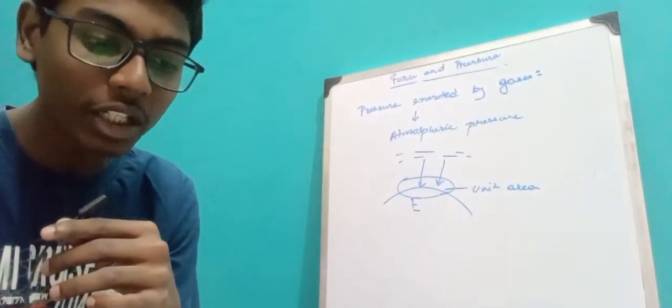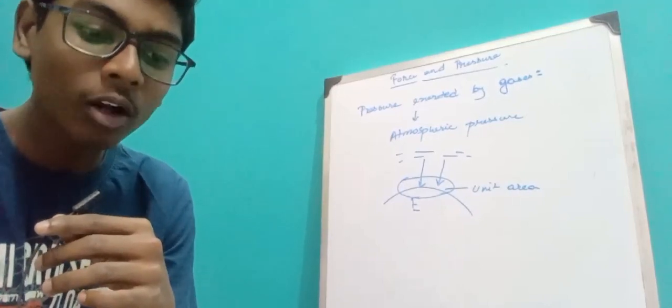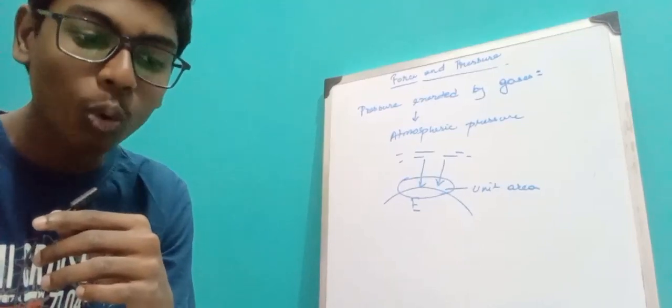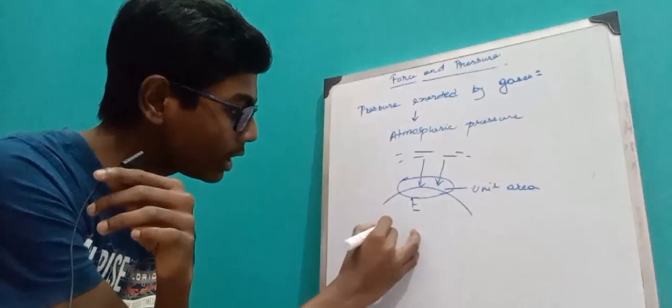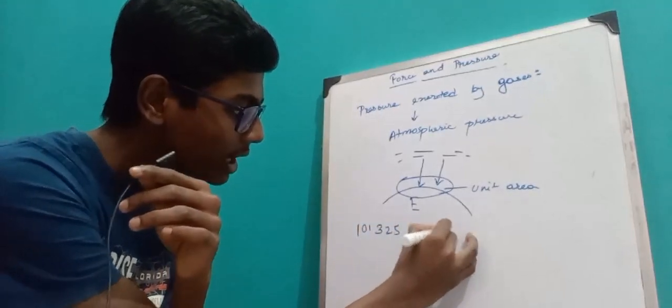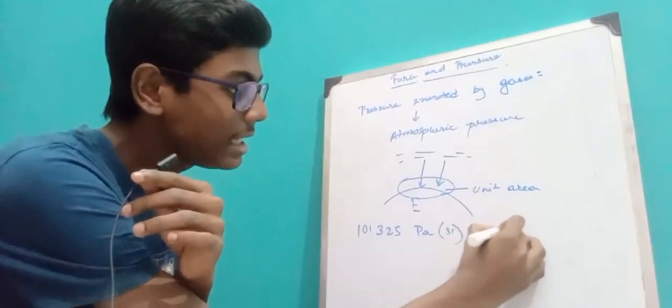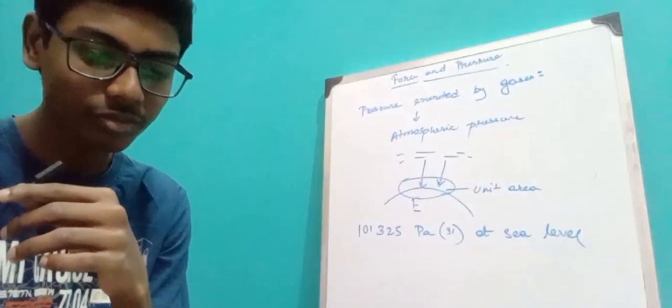The atmospheric pressure exerts pressure in all directions, and in SI unit its value is about 101,325 Pascal. The atmospheric pressure value is at sea level. Okay.